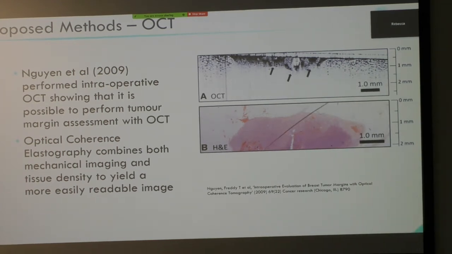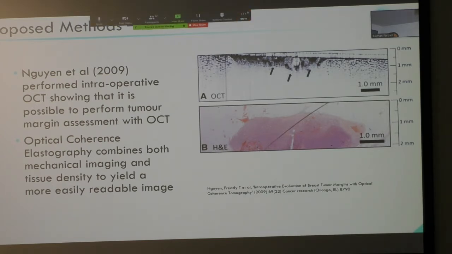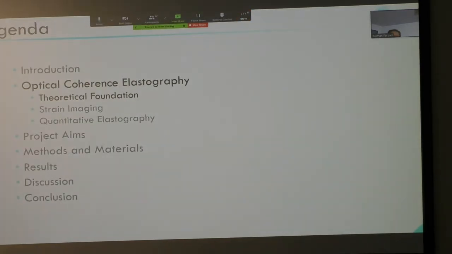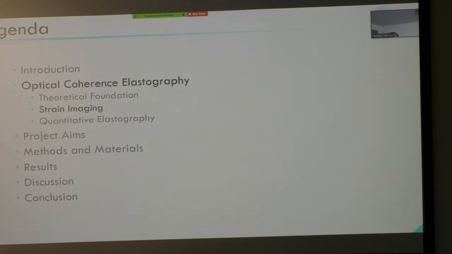The method I use is built on OCT. It's optical coherence elastography, which provides an easier to interpret image than an OCT system. So one of the limitations with OCT is that you might have to have specifically trained readers, like in sonography or histology. So we'll talk about how optical coherence elastography works.